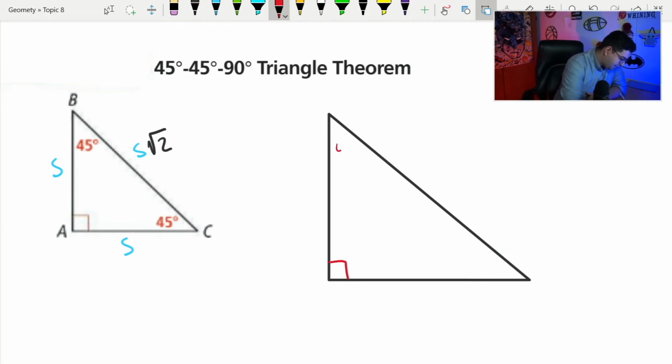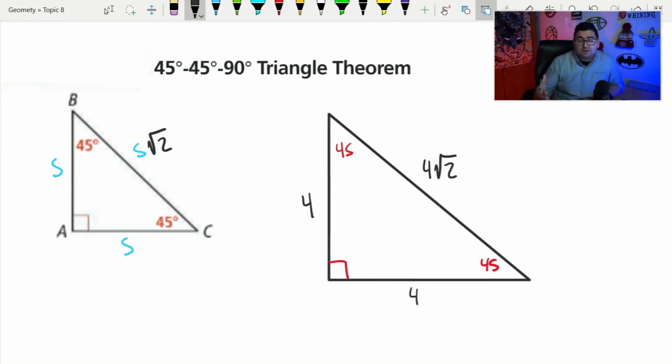So let's take this triangle here, for example. Let's pretend it's a 45-45-90, even though the side lengths, I know the legs don't look like they're the same, but we'll pretend they are. If I was told that this had a length of 4, then I know that the other leg of this triangle would also be 4, and that the hypotenuse would be 4 times the square root of 2. And I have solved for all the sides of this triangle. That's the nice thing about this 45-45-90 degree triangle theorem, is that by just knowing what one side of this triangle is, I'm able to solve for the rest.